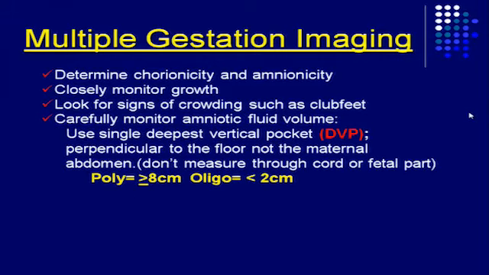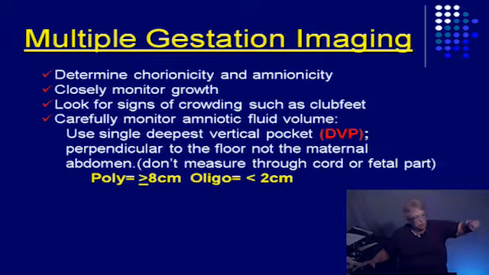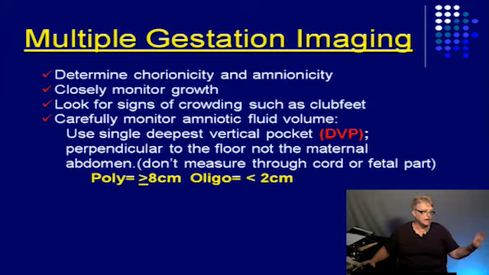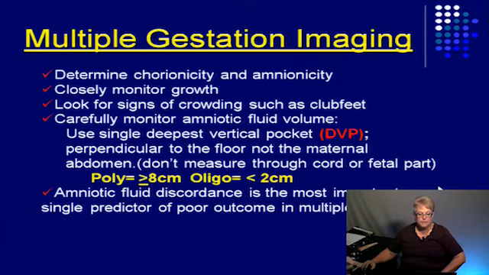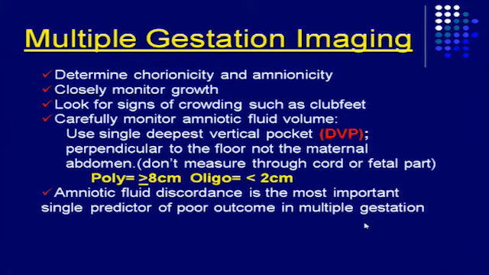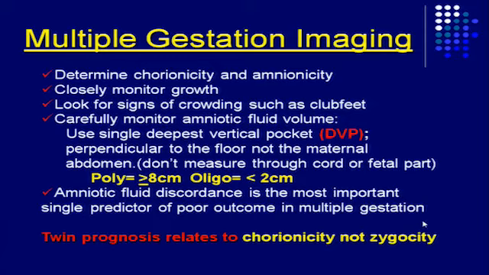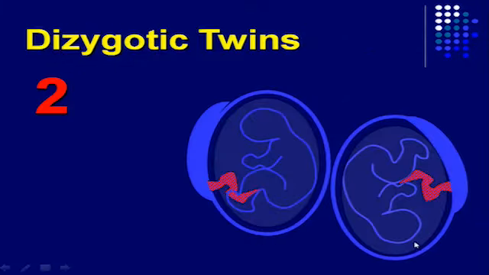You want to carefully monitor that amniotic fluid, your single deepest vertical pocket, and you have to make sure that you're perpendicular to the floor. You can't be coming to the side and angling in. You have to be straight up and down. Make sure that you're not measuring through the cord or fetal part. And again, that amniotic fluid discordance is the most important predictor of poor outcome in multiple gestations. So you really need to monitor the fluid and make sure you're getting the fluid for each of the individual fetuses. So your prognosis is related to chorionicity, not zygosity.